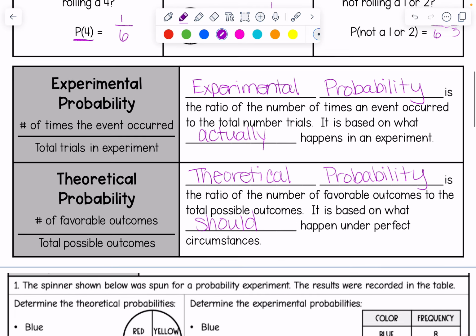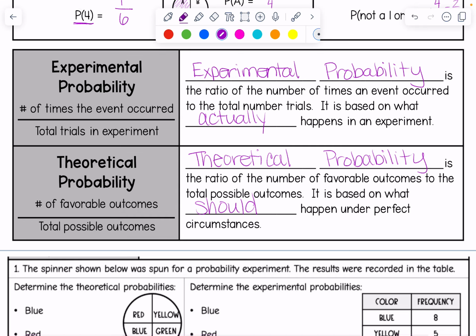There are also two types of probabilities: experimental probability and theoretical probability. When we talk about experimental probability, this means you've actually done the experiment. You flipped the coin 10 times, you rolled the dice 20 times, and you have your results. It's based on what actually happens in the experiment, and we express that as the number of times the event occurred over the total trials in the experiment.